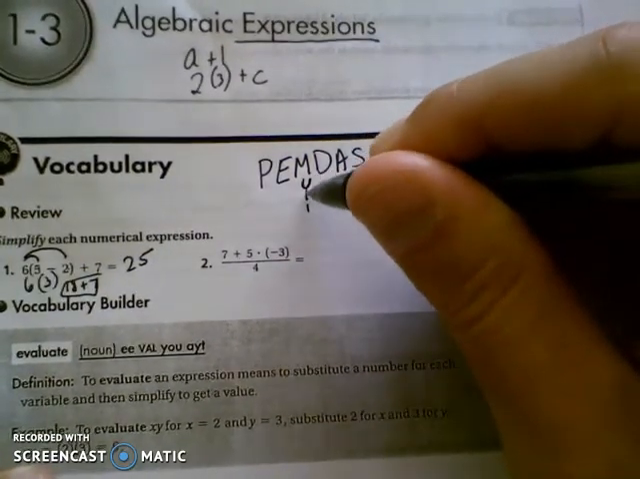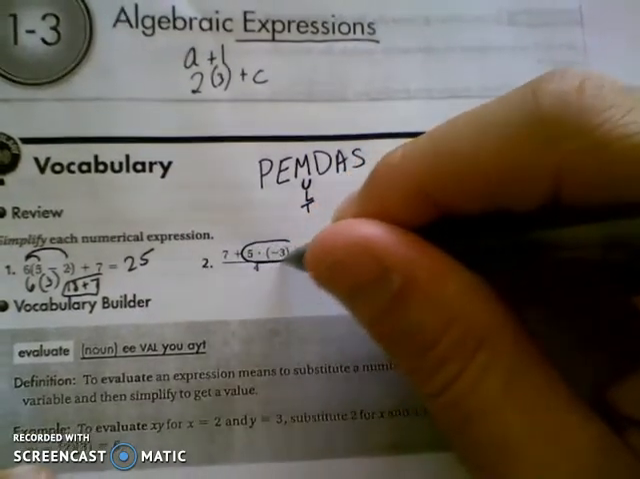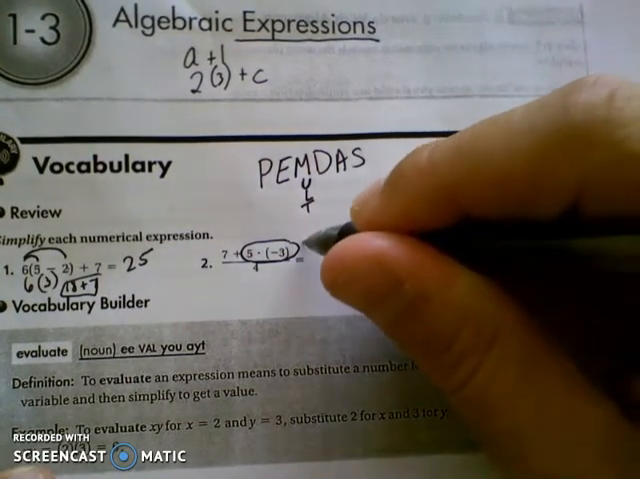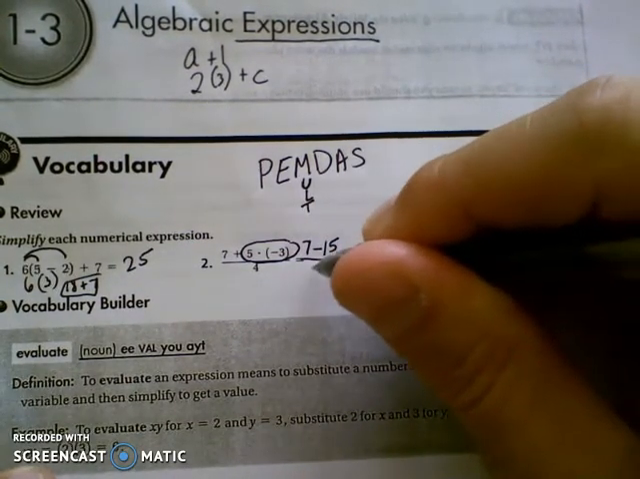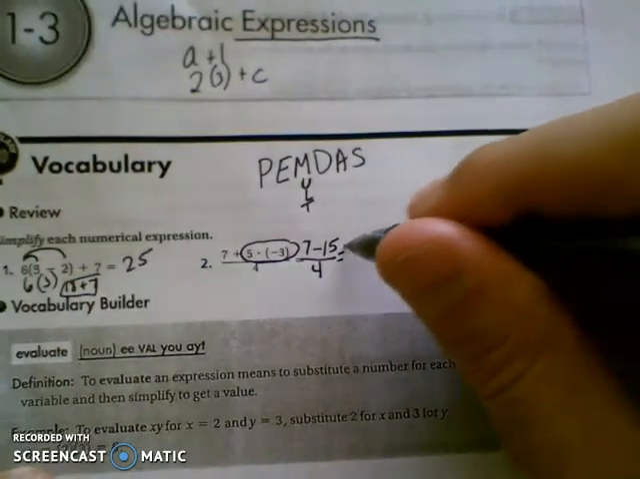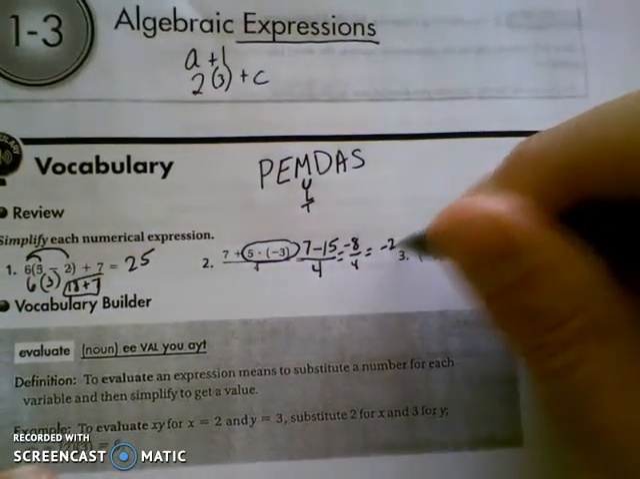M-U-L-T first here. 5 times negative 3 is negative 15. So 7 minus 15 divided by 4. 7 minus 15 equals negative 8 divided by 4 equals negative 2.